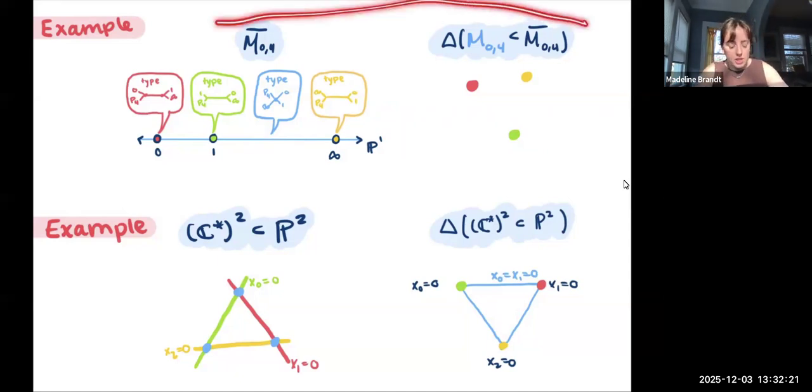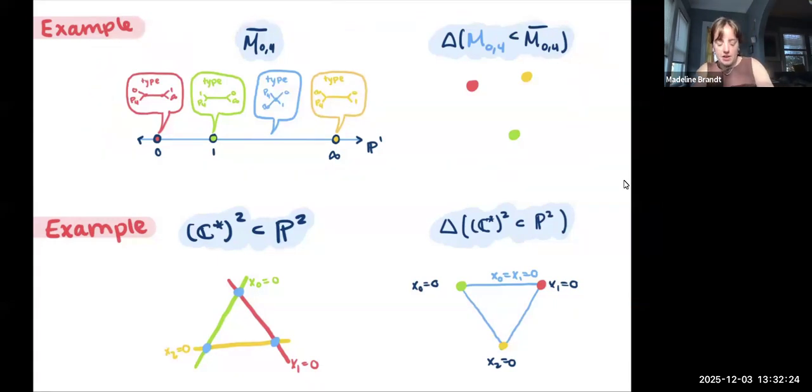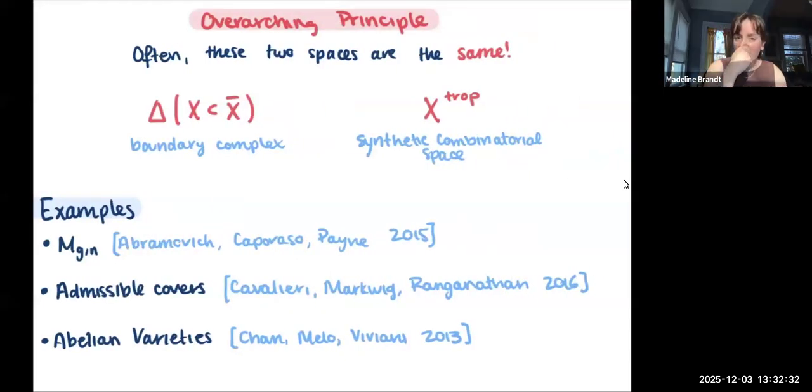Okay, so you might have noticed from this first example that this dual complex is actually the same thing as the tropical moduli space that we constructed before. So this is sort of like an overarching principle. Often the two spaces are equal to each other. If you have the boundary complex of some compactification and you compare that to the synthetic combinatorial moduli space, so you cook up a moduli space consisting of some combinatorial objects, often those two spaces are the same as each other. And there's a lot of examples of this.